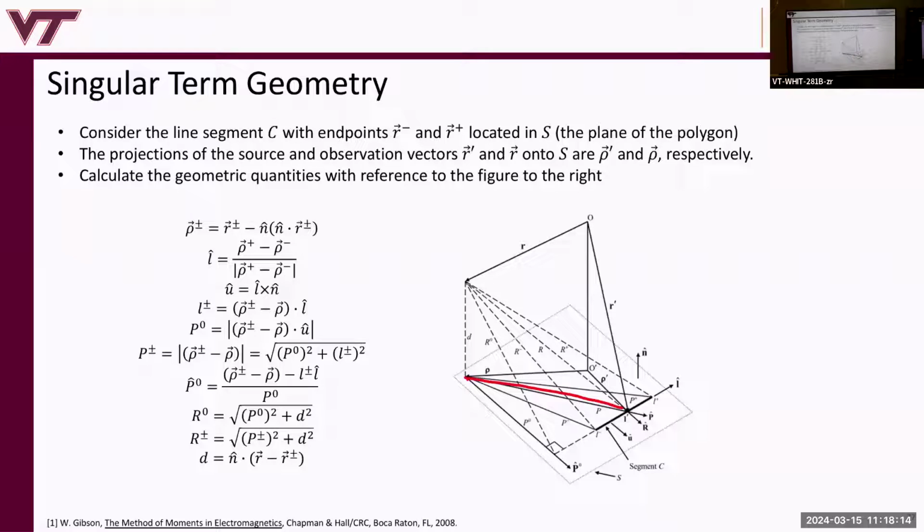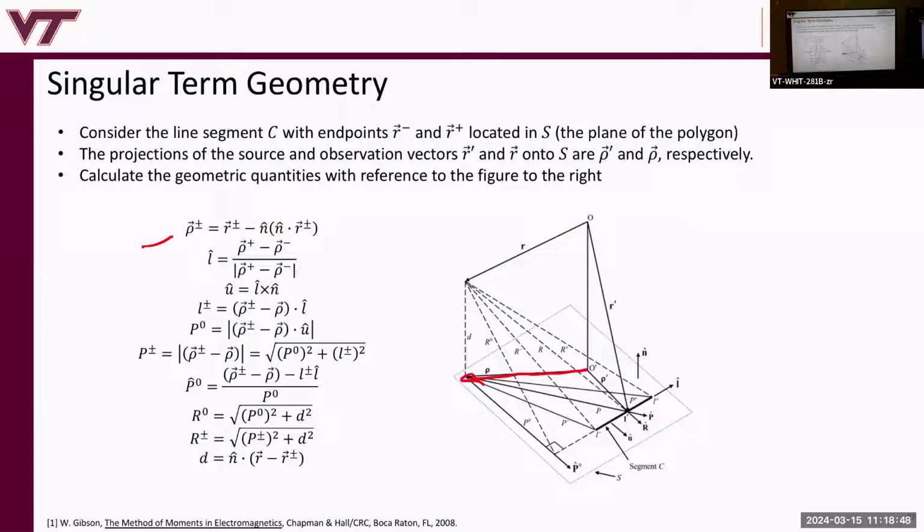P is capital P, right? Capital P here. So, okay, this is how we do this. First, we have rho plus or minus. Rho plus or minus are the vectors which point to the endpoints. Rho plus and minus, R plus or minus. Okay, so this is just this vector rho, and that's just that vector rho, right?